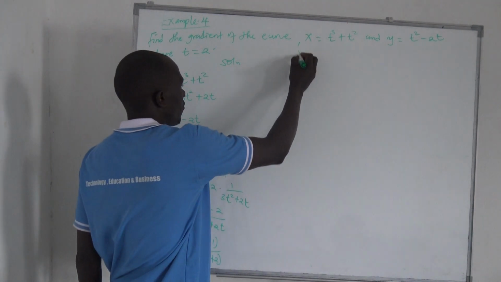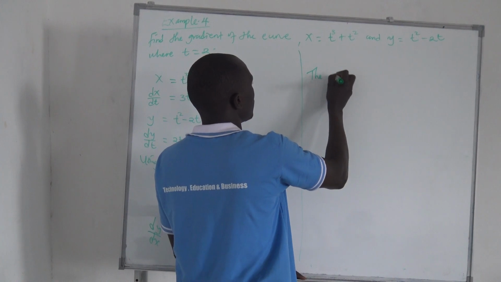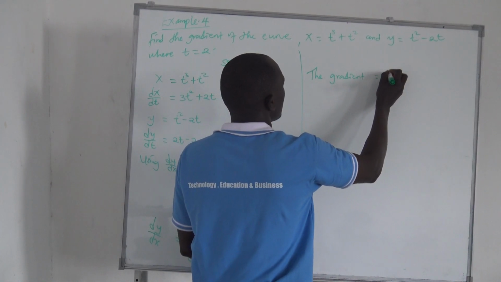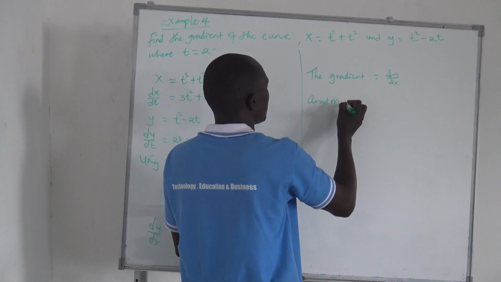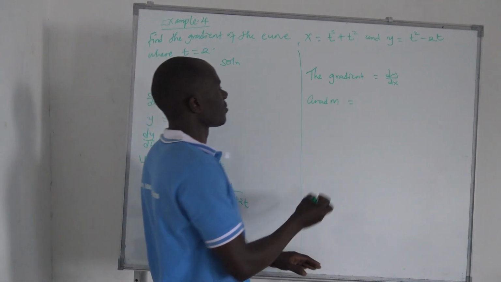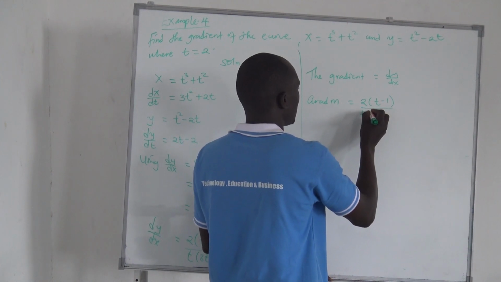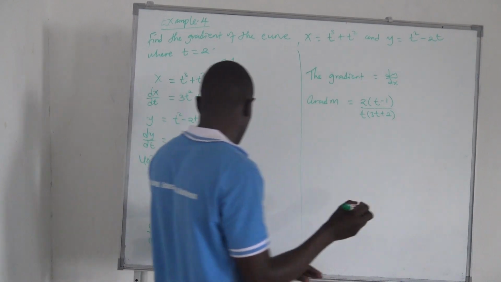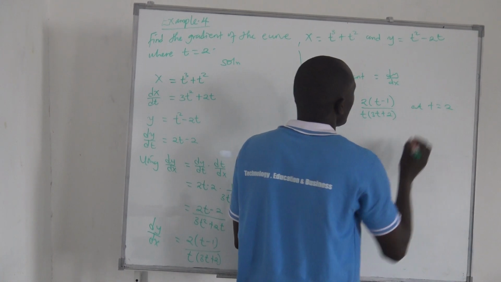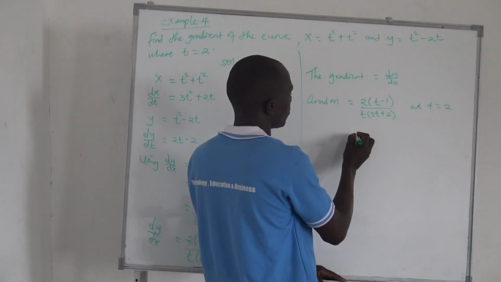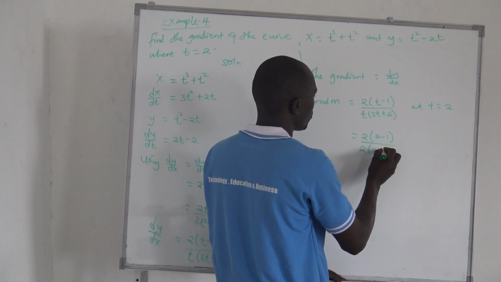Then from there, they said find the gradient. And we said that the gradient equals dy/dx. So our gradient m equals 2 into t minus 1 all over t into 3t plus 2. Then they said when t equals 2. It means where there is a t, put a 2. So what is it going to be? 2 into 2 minus 1 all over 2 into 3 into 2 plus 2.